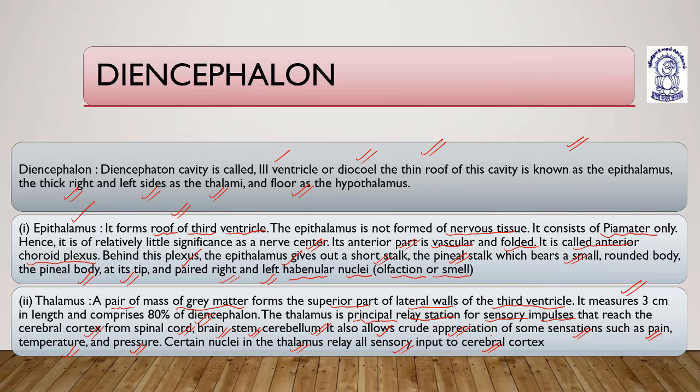So the thalami is the principal relay station for the sensory impulses that reach the cerebral cortex from the spinal cord, brainstem, and cerebellum. It also allows crude appreciation of some sensations such as pain, pressure, and temperature. Certain nuclei in the thalamus relay all the sensory input to the cerebral cortex. After the epithalamus and thalamus comes the hypothalamus.